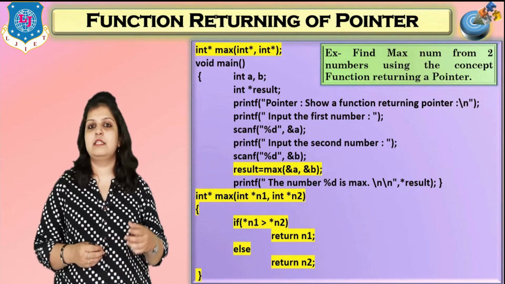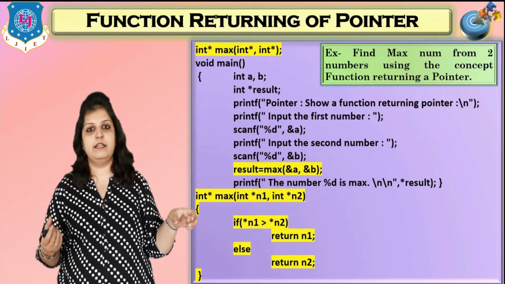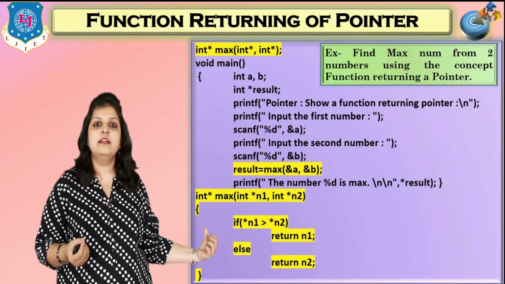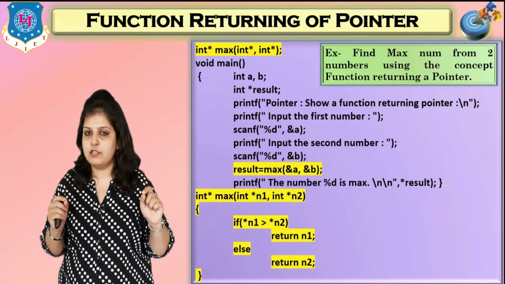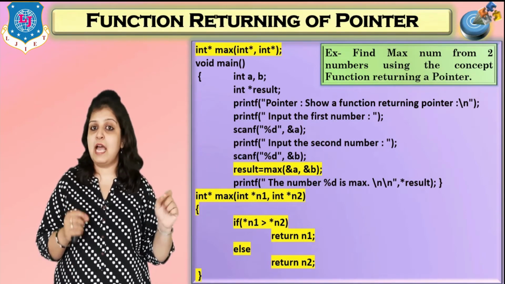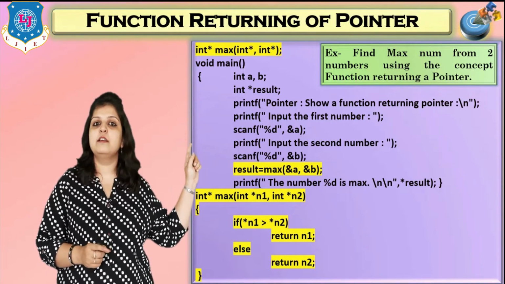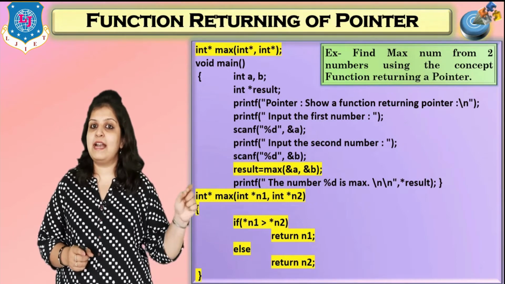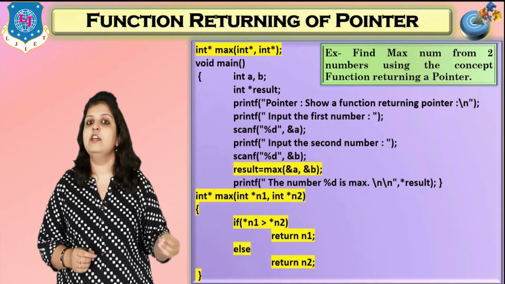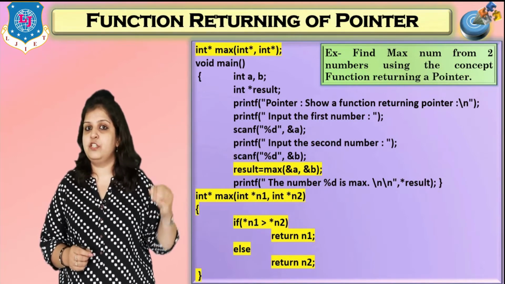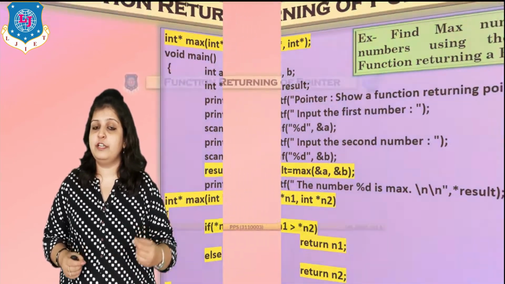So how will it work? *n1 means the value of a. If I enter 5, then it will check whether 5 is greater than 6. If yes, then return the address of n1. But here our condition becomes false, because 5 is not greater than 6. So it will return n2, meaning the address of b, and where will it return? It will return to our variable result in our main function. So the address of b will be stored in our result variable, and when we print *result, it will print the value of b, which is stored at the address of b. In this way we can use the concept of a function returning a pointer.